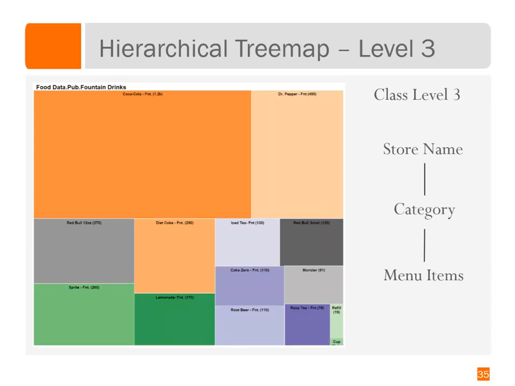And then at level 3, we have the different products that may be sold by that particular store. So we have in class level 3 the store name, the category, basically menu items of what we can order in those different restaurants.